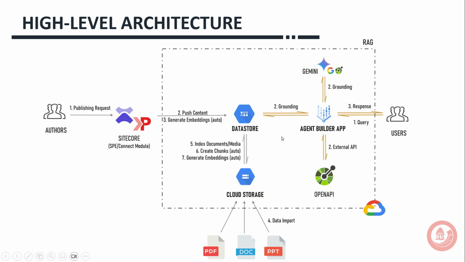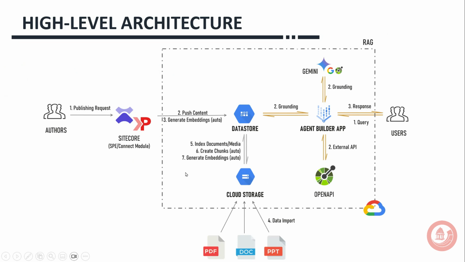The other way that we can get the content into the data store is through cloud storage. You can have any PDF, doc, or PPT, and everything can be indexed into the cloud storage, and that can be indexed with the data store. You just have to associate the cloud storage with the data store in a button click, and creating chunks and creating embeddings will be automatic.